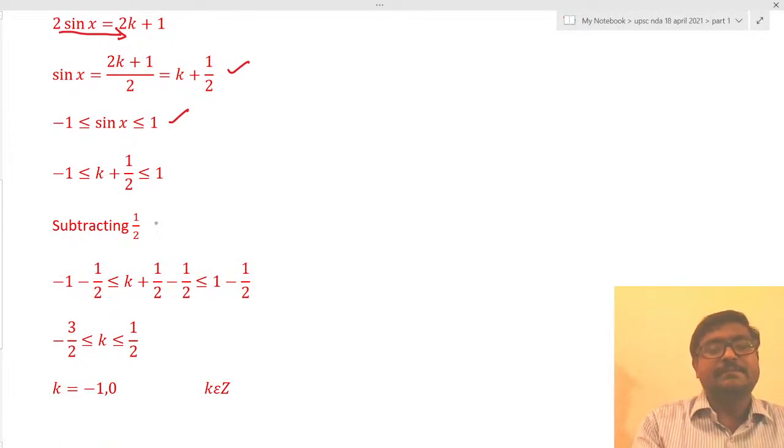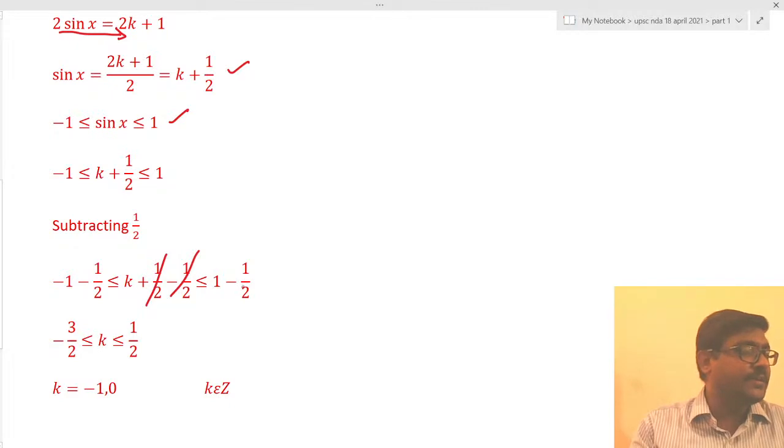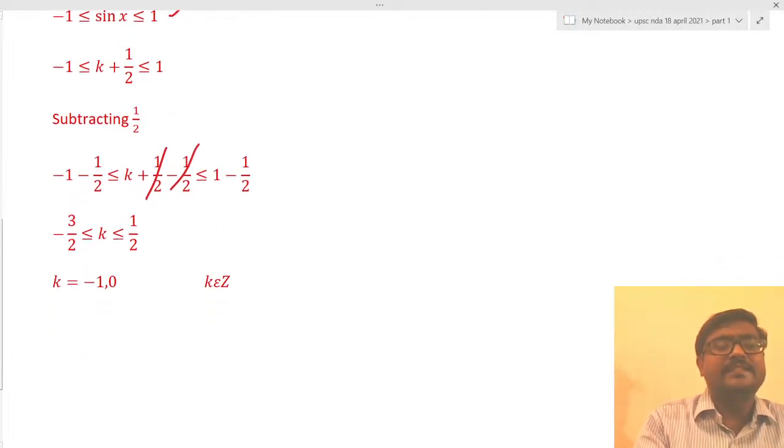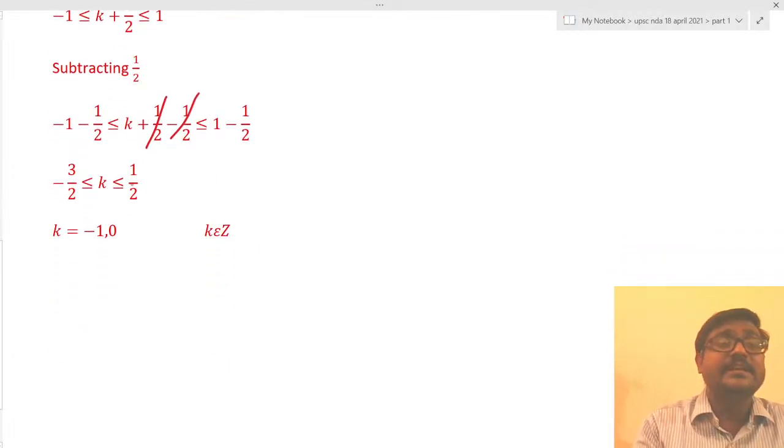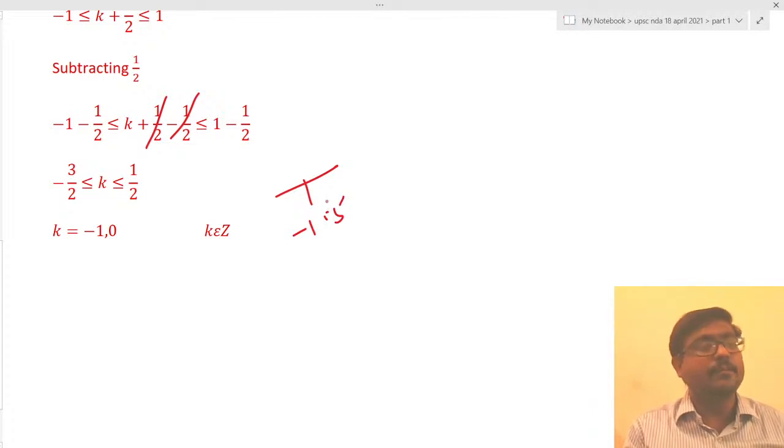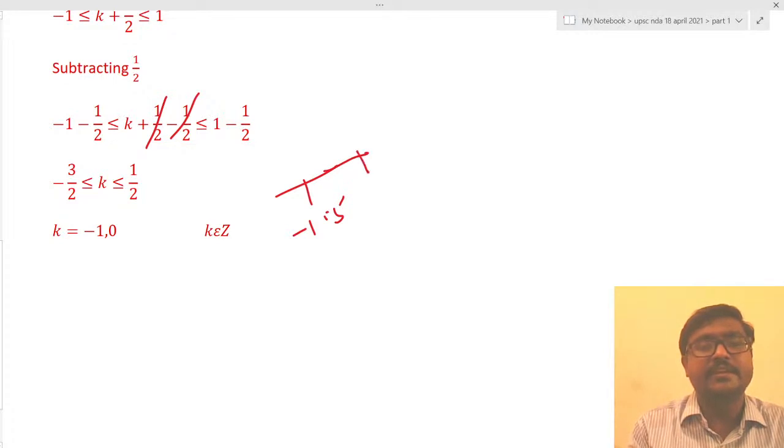Right. So subtracting half, since I want k, I am just subtracting half from all parts of the inequality. So it becomes minus 1 minus half, here plus half minus half, here 1 minus half. So minus 1 minus half is minus 3 by 2, this minus half plus half cancelled, k will be coming. 1 minus half is plus half. So our answer k should be between minus 3 by 2 and plus half. But at the same time it should be an integer. What? Minus 3 by 2 is minus 1.5. After minus 1.5 what will be coming here? After minus 1.5 here we will get minus 1. Then we will get 0.